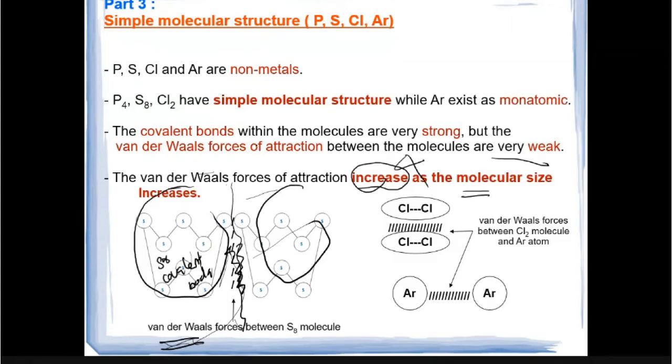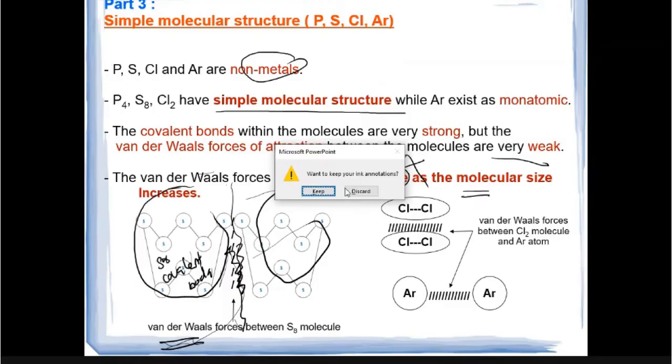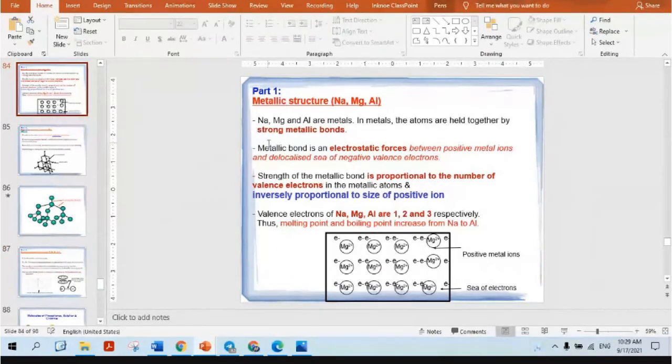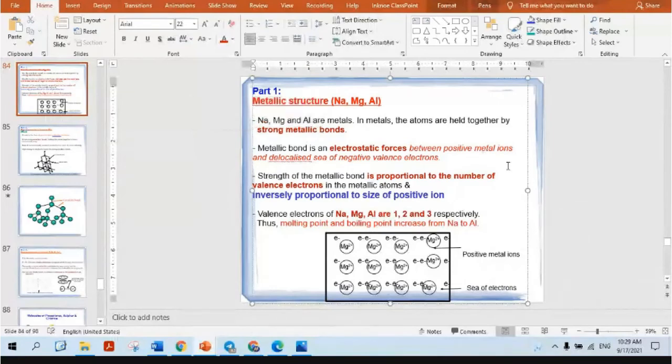Always remember, non-metals have simple molecular structure. And for metals, there is strong metallic bonding, which depends on the electrostatic force between the positive metal ion and the delocalized sea of negative valence electrons. So it is directly proportional to the number of valence electrons and inversely proportional to the size of the positive ion. I think that's all for today.